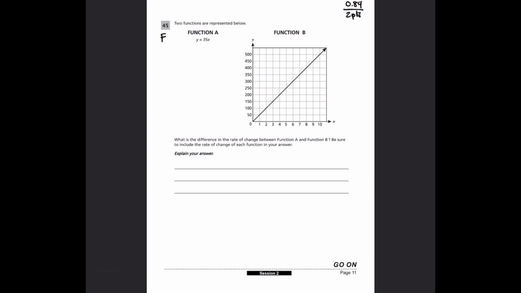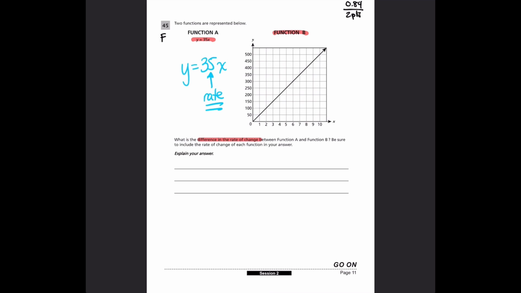Okay, here we have a function problem. This one's getting closer to at least half the point. So 0.84 out of 2 points. Two functions are represented. We have the first one here as an equation, and then we have the second one as a graph. And we want to know the difference in the rate of change. Okay, so we need to find, we have the rate here, y equals 35x. There's the rate.